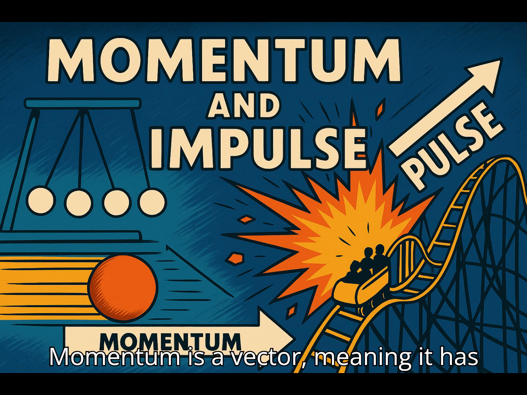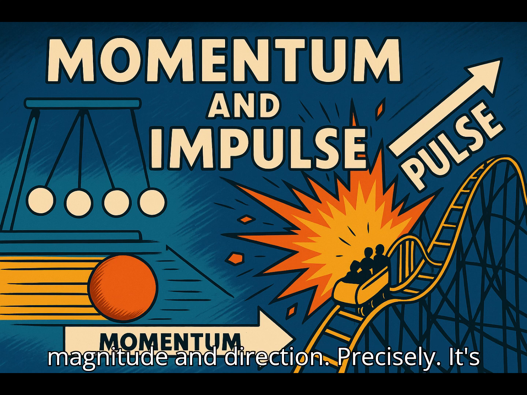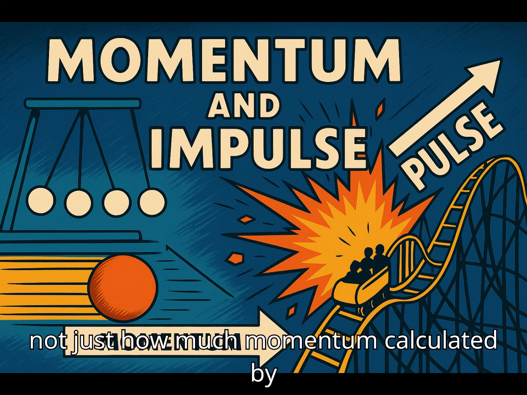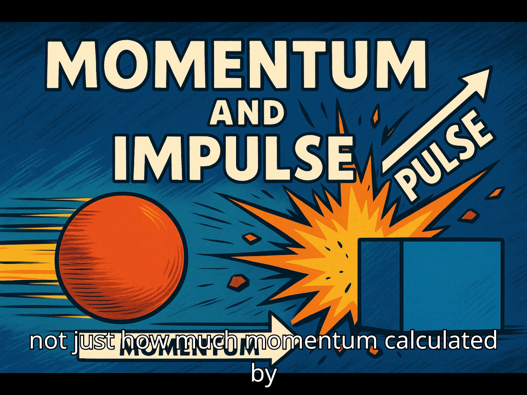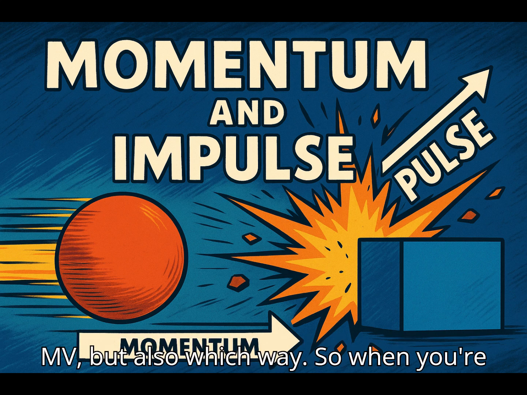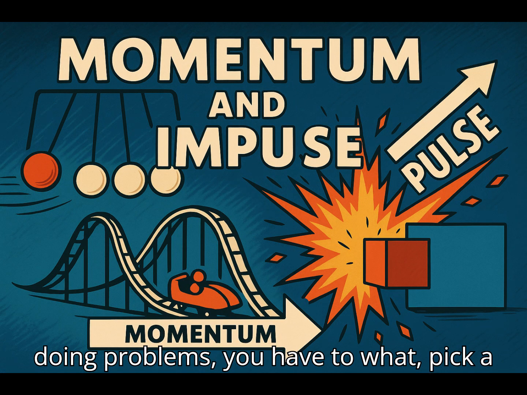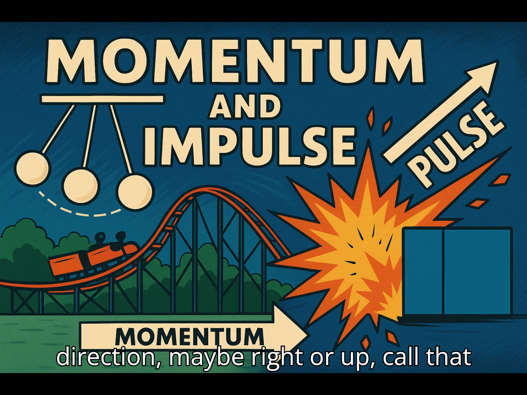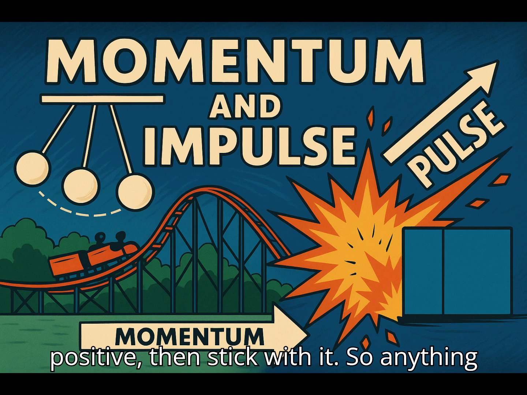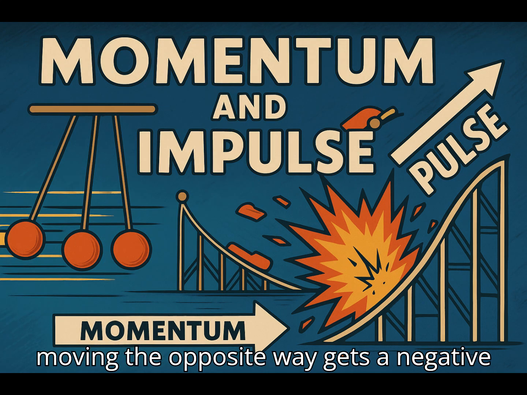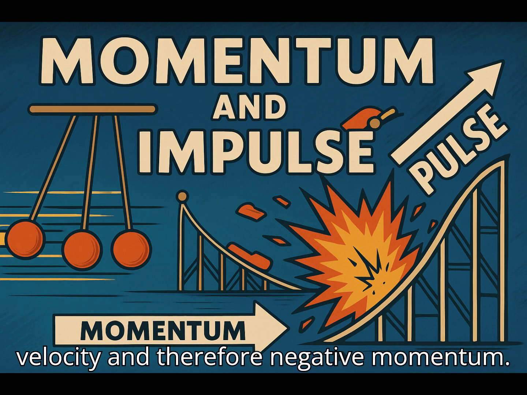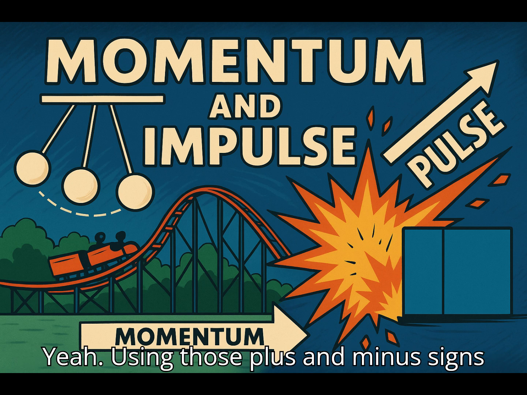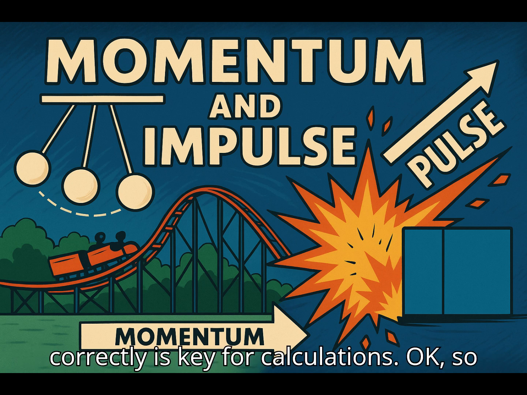And here's another critical point, something you absolutely can't forget. What's that? Momentum is a vector. Meaning it has magnitude and direction. Precisely. It's not just how much momentum, calculated by mv, but also which way. So when you're doing problems, you have to pick a positive direction? You have to. Choose a direction, maybe right or up, call that positive, then stick with it. So anything moving the opposite way gets a negative velocity. And therefore negative momentum. Using those plus and minus signs correctly is key for calculations.